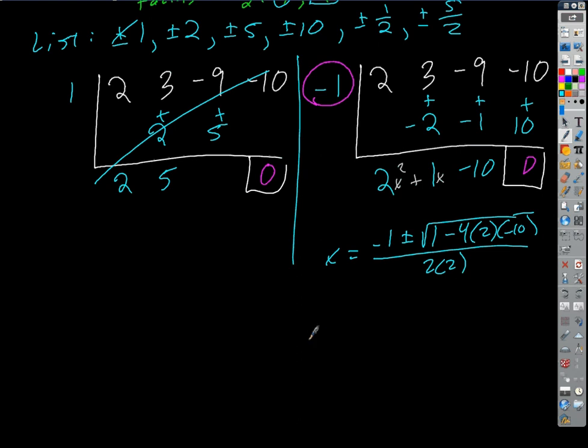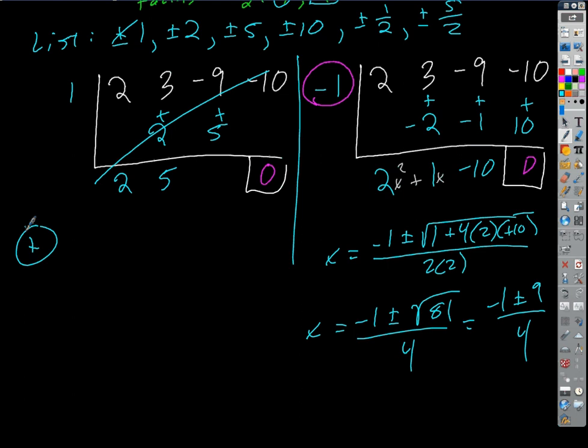So that's just going to give me, okay, what am I going to get if I multiply negative 4 times 2 times negative 10? 80. Negative times negative is positive, right? So I'm going to get the square root of 81 all over 4. Well, what's the square root of 81? 9. So if I take the plus, negative 1 plus 9 is 8 over 4. Robert, what's 8 over 4? 2. Okay, so there's 1.